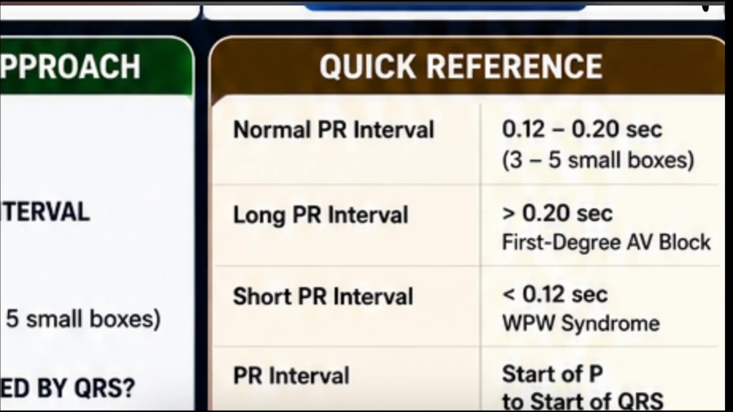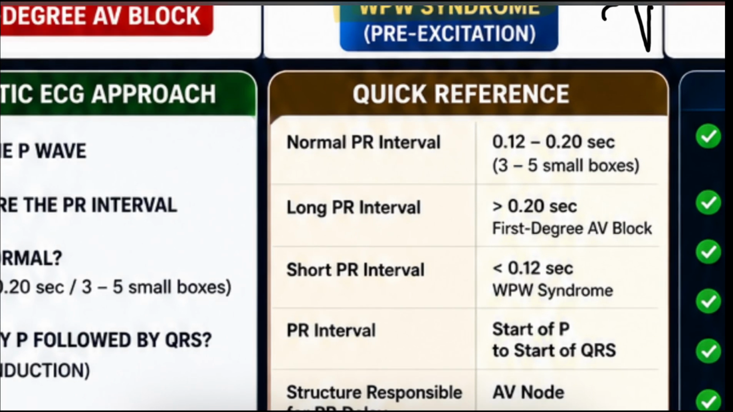Okay, from an exam point of view, the PR interval starts from the start of P to the start of QRS. Normal PR will be 0.12 to 0.20 seconds, like 3 to 5 small boxes. Next, a long PR will be first degree AV block. Short PR means we have to suspect WPW syndrome. The AV node is responsible for PR delay.